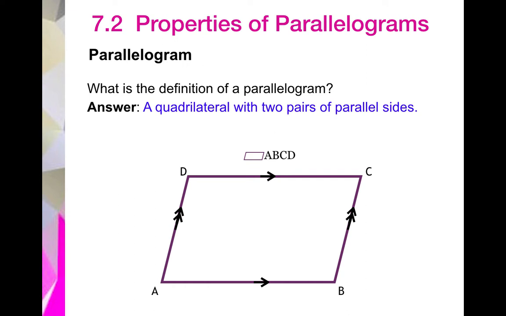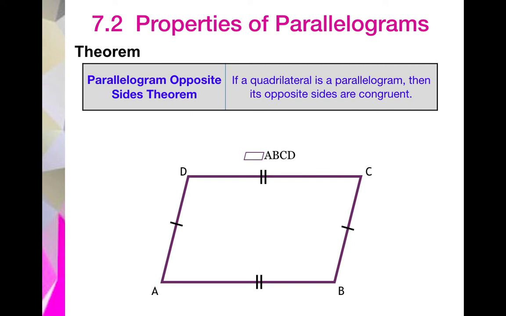And the first one is the opposite sides theorem. So it says that the opposite sides, like this side here and this side over here, are going to be congruent. And the same thing with the top and with the bottom. They're going to be congruent. So that's the opposite sides theorem.